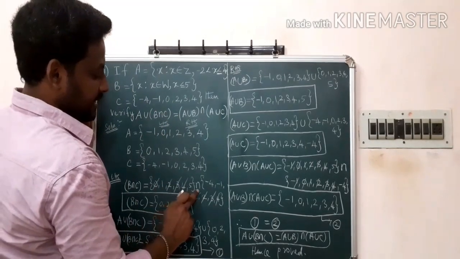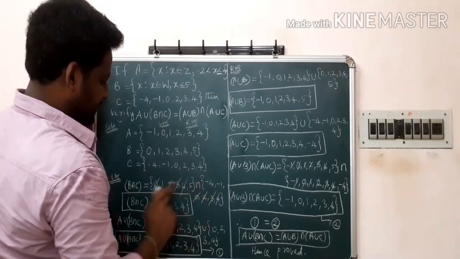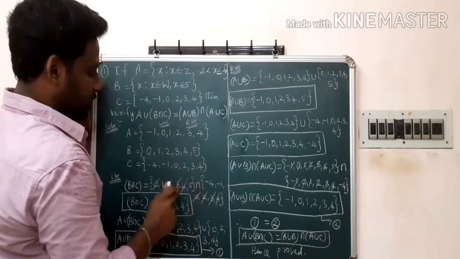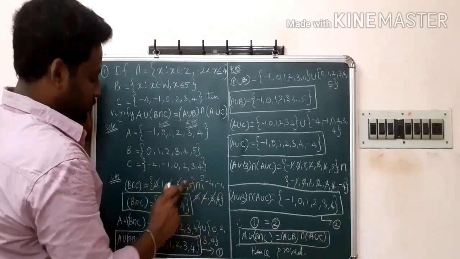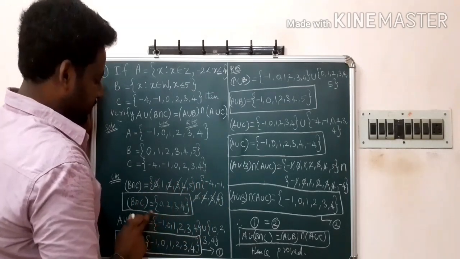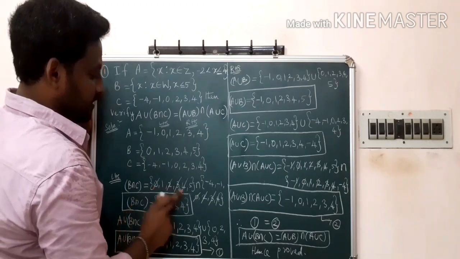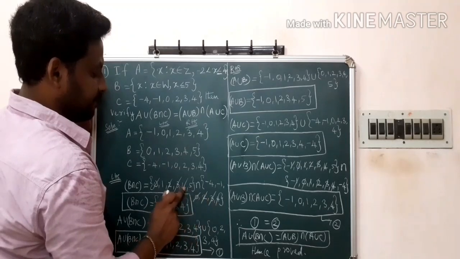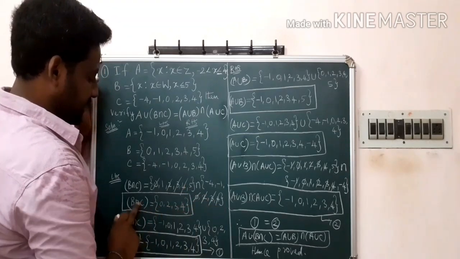You have to write it and then take intersection with set C, so you have to write the elements of set C. Intersection means all the common elements, so that should be written in the intersection format. B intersection C means all the common elements: 0, 2, 3 and 4. So that is B intersection C.